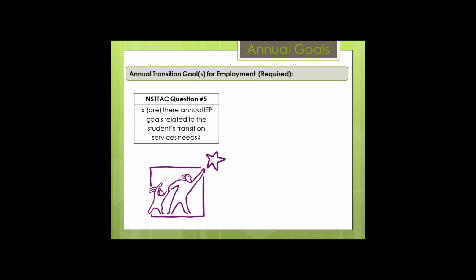So question 5 has to do with the annual IEP goals, and it's just like any other annual goal that you write in the IEP. We want it to be measurable.